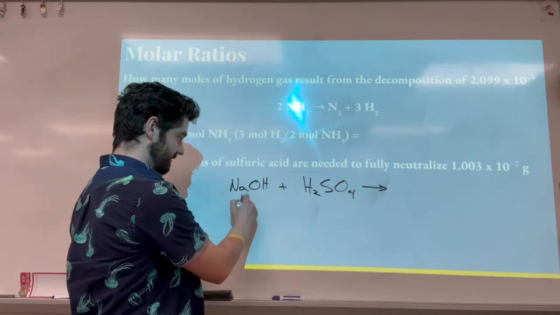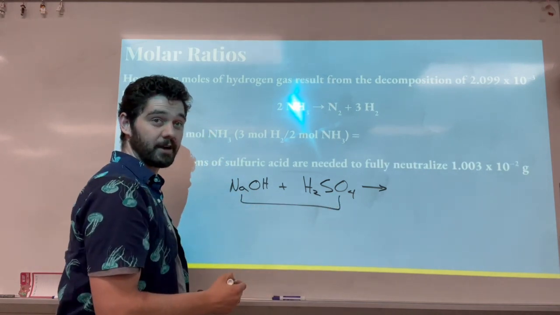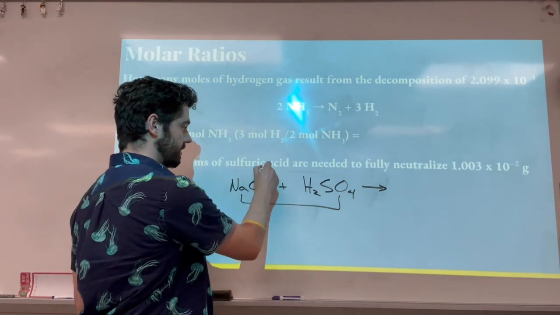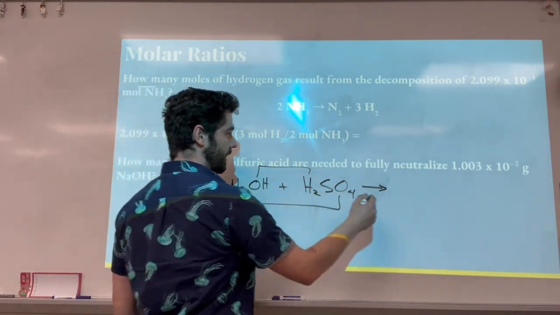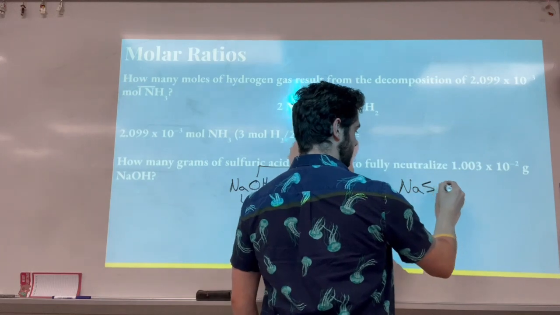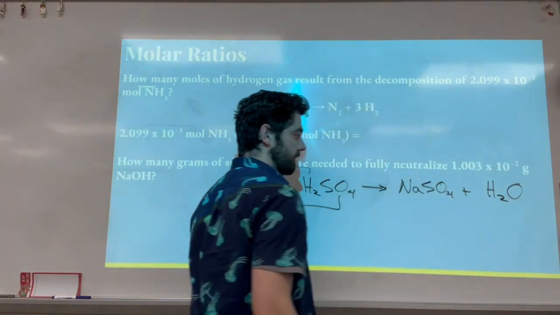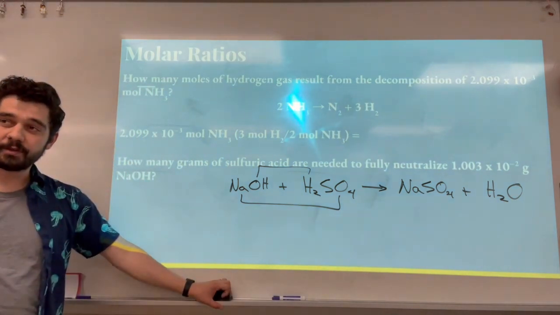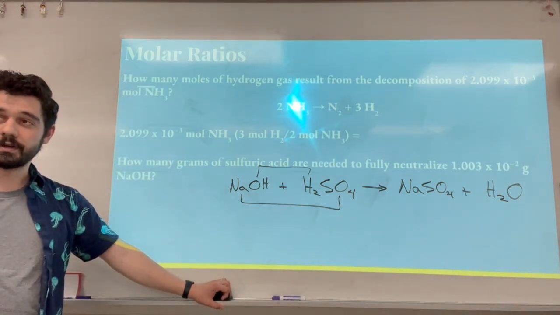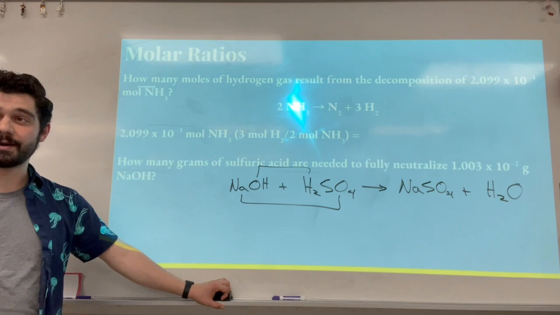NaSO4. We're doing double displacement, right? Yes. It's acid-base, but it's also double displacement. So NaSO4 plus H2O. I have a problem, though. It's not balanced. Not only is it not balanced, I don't have the right chemicals.